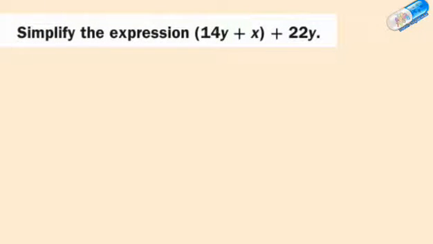Another example, simplify the expression 14y plus x plus 22y. So I do not need any parentheses and I do not need any like terms to be separated. So let us open this bracket. This is equal to 14y plus x plus 22y. Here's 22y and here's 14y. They look alike because they are with variable y and they are different than the x.